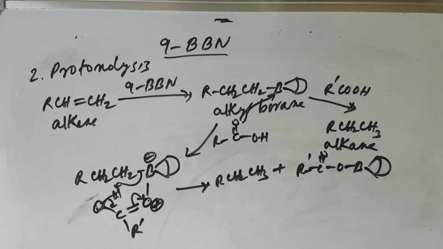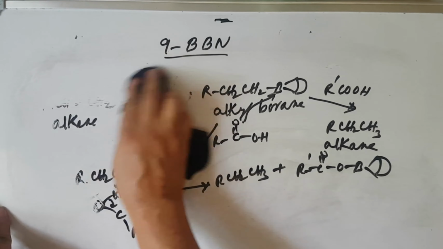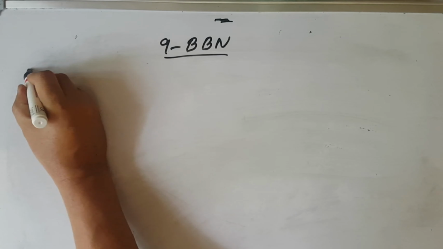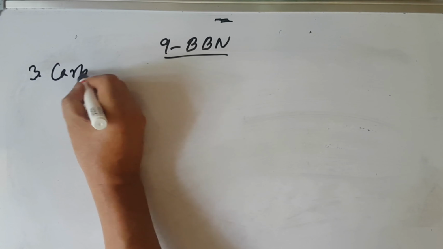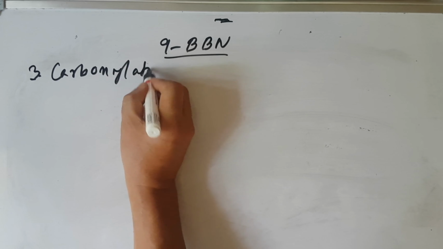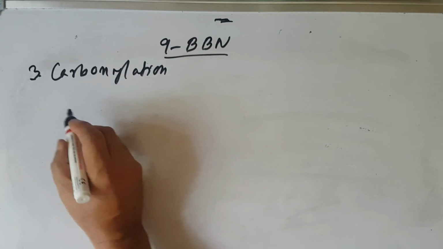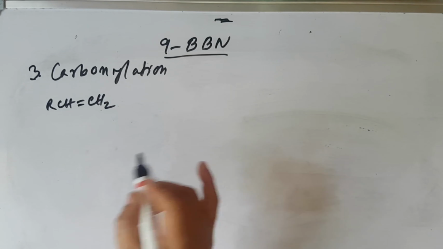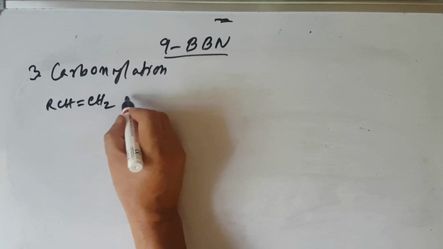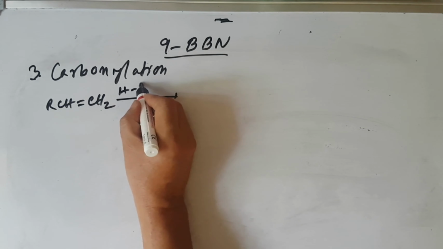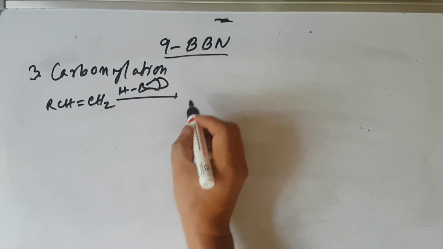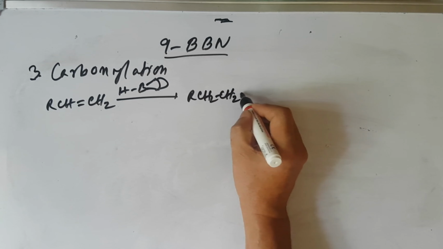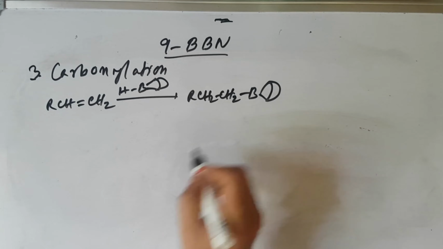Now the third reaction is carbonylation. It undergoes reaction like earlier cases. You can use many alkenes with 9-BBN, so the reaction takes place to give RCH2CH2, and we get the alkyl boron.